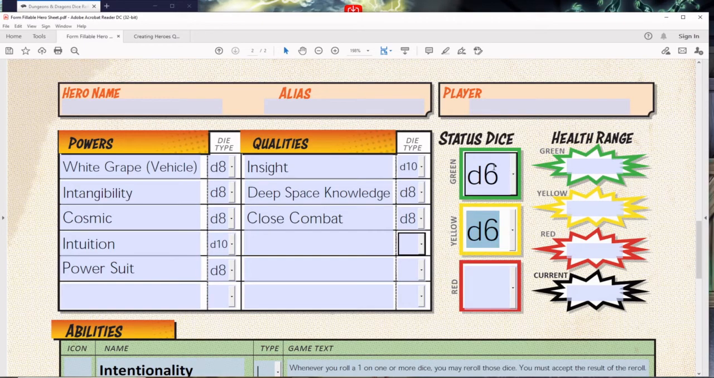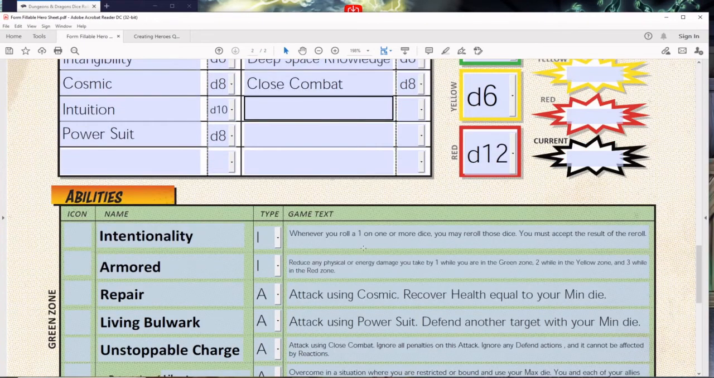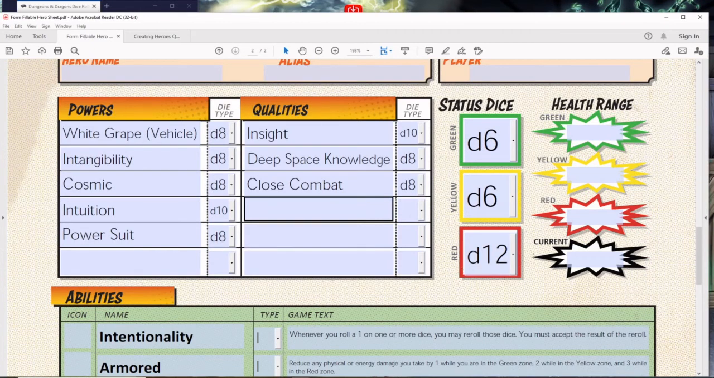So in green zone, our status die is D6. In yellow zone, our status die is D6. In red zone, it's a D12. D6 is still better than most people in the world, so you're still really good. But when things are really dangerous, this person really shines through.